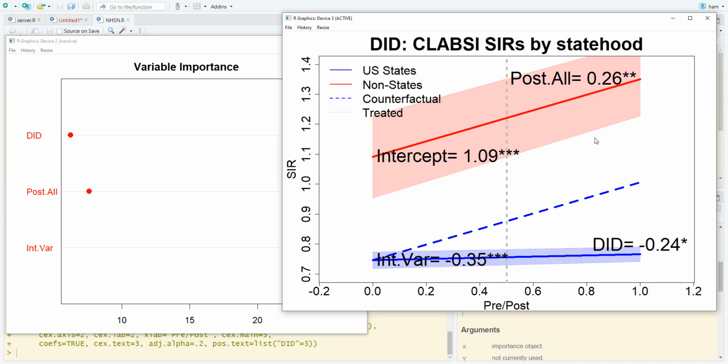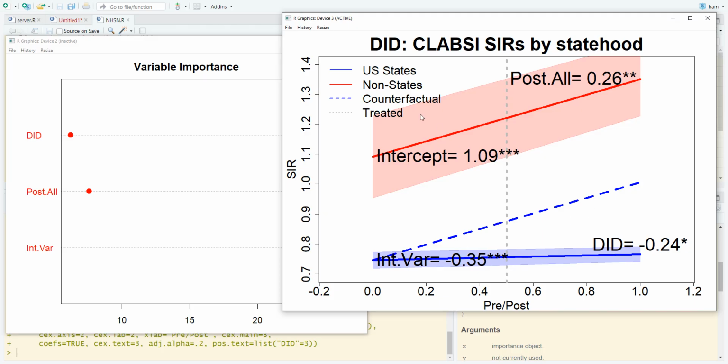Our control group went up 0.26, and the difference between going up 0.26 and going up by only 0.02 is that 0.24. And so that's what this result reflects. But we also see this counterfactual line. And had this also increased by 0.26, it would follow that same trend as that dashed blue line.